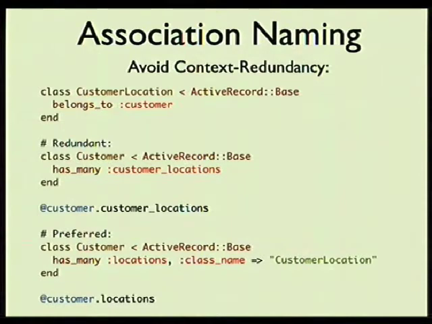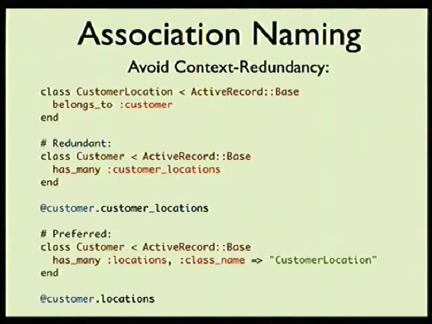Association naming is related also, and of course there's a lot of different ways to approach this. The default way Rails will interpret the association is to just use the full name. So in this example, you have a customer location, and so the reverse side of the association would be customer has many customer locations, because the model is customer location.